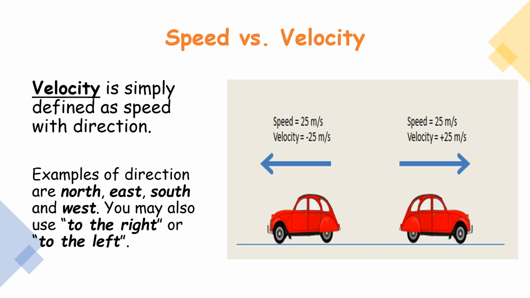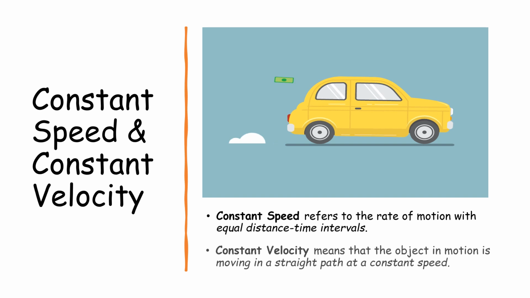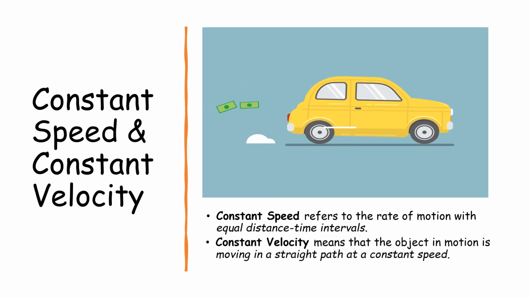to the left. Constant speed refers to the rate of motion with equal distance time intervals. When we talk about constant speed, you should be able to travel the same distance under the same time interval. For example, you traveled 70 kilometers in the first hour. If you travel the distance of 70 kilometers for every hour, then you have constant speed. Constant velocity is when an object in motion is moving in a straight path at a constant speed.